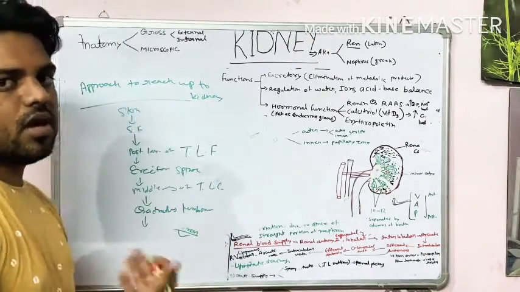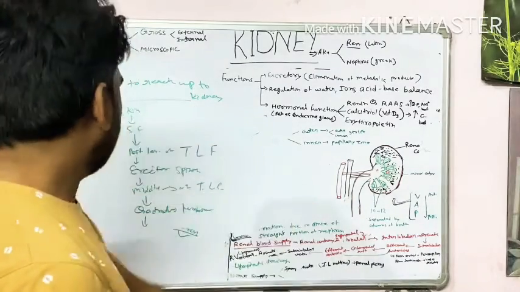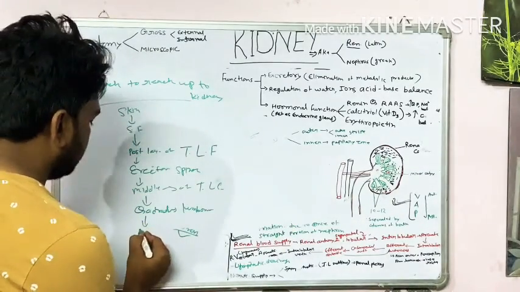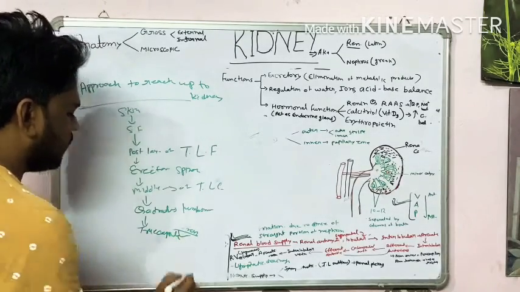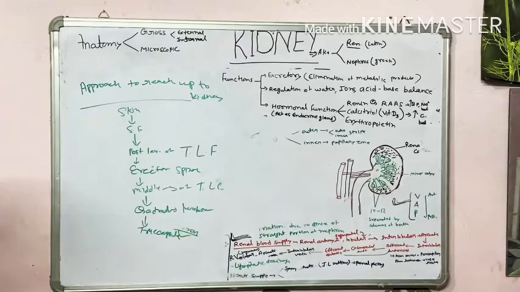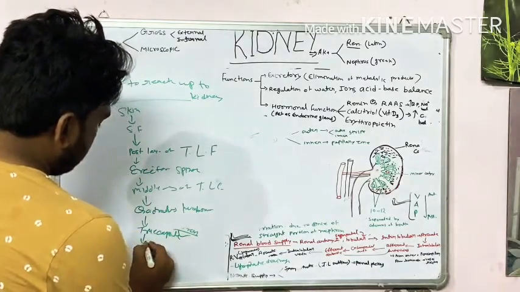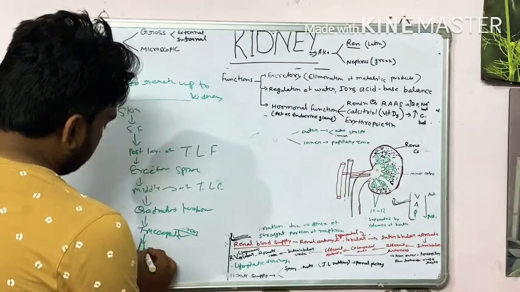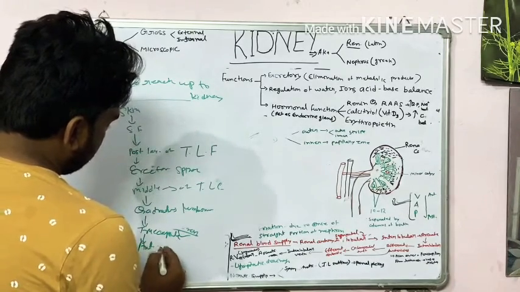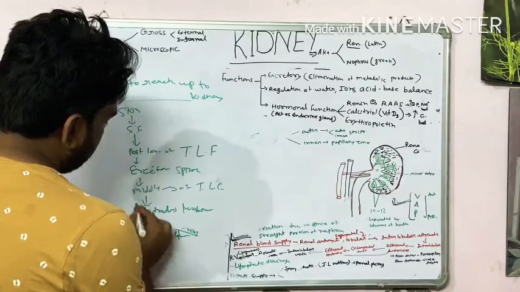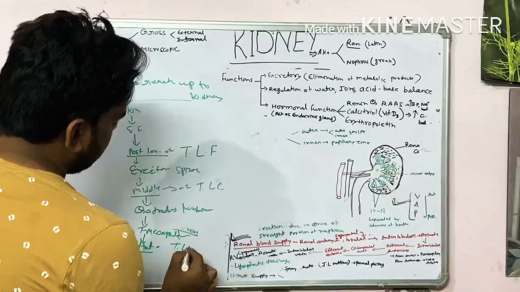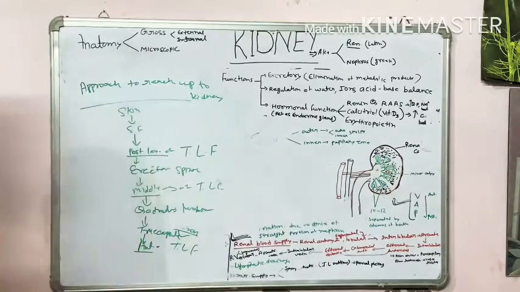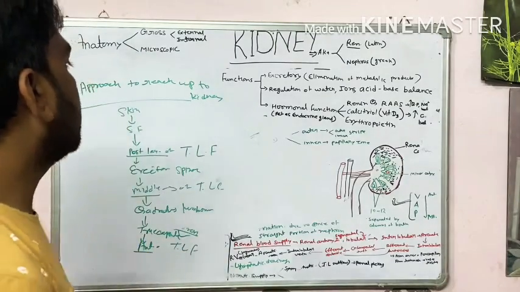Then we will reach the kidney, the true capsule. Then quadratus lumborum, renal, then we go to the anterior, middle, posterior, anterior thoracolumbar fascia. This is the approach to reach the kidney.